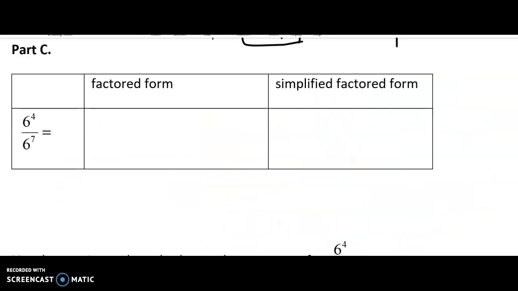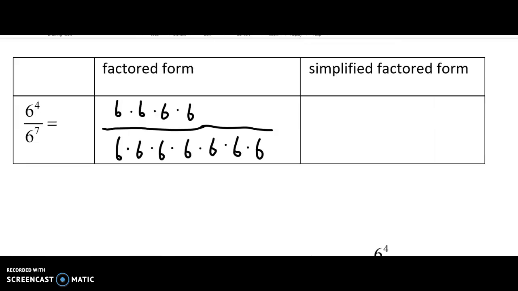Let's take a moment to write out this next example, 6 to the 4th over 6 to the 7th, the long way. We have 6 times itself 4 times in the numerator, and 6 times itself 7 times in the denominator. Any number over itself is 1, so we can divide out 4 factors of 6 in the numerator and the denominator. So what we're left with is 6 times 6 times 6 in the denominator, and nothing in the numerator, but it's not 0, it's 1.